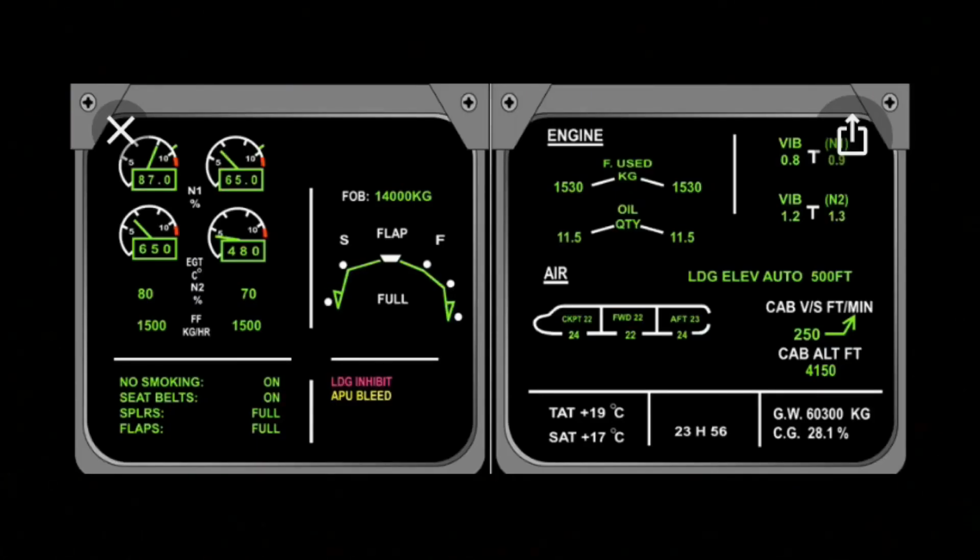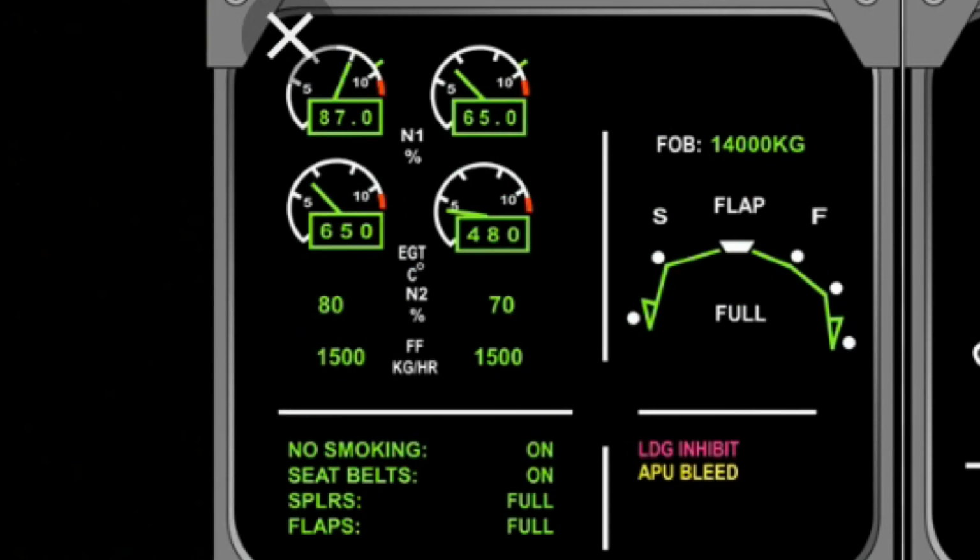Hello, so this is how ECAM looks like. It is a monitor on the flight deck that displays data. Now let's take a look at this side of the ECAM. We have the N1, EGT, N2, and FF on the top left. EGT stands for exhaust gas temperature, and FF is fuel flow. And at the top right, we have fuel on board.